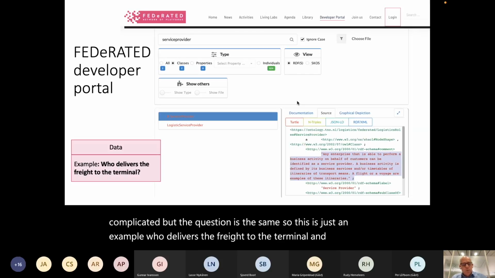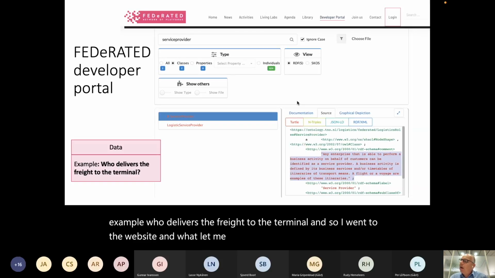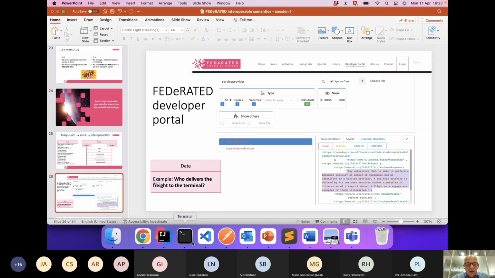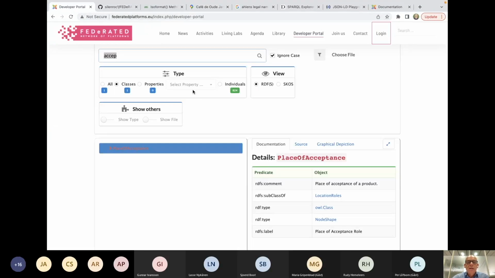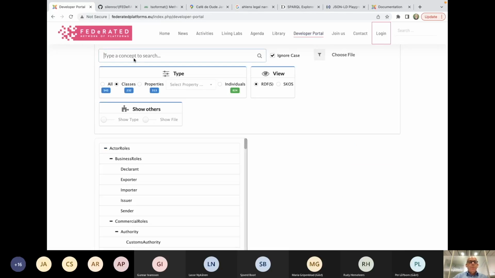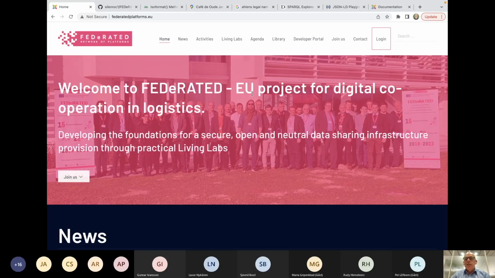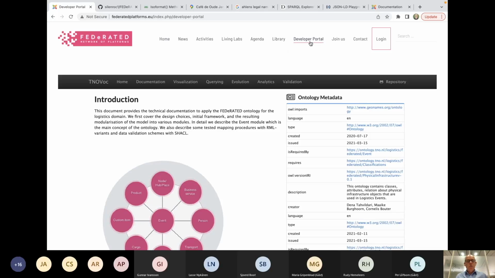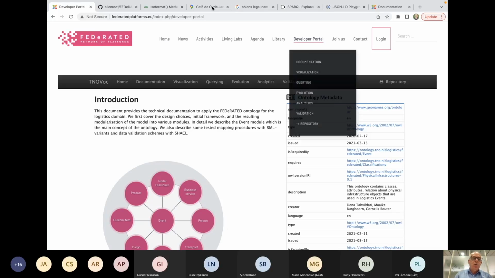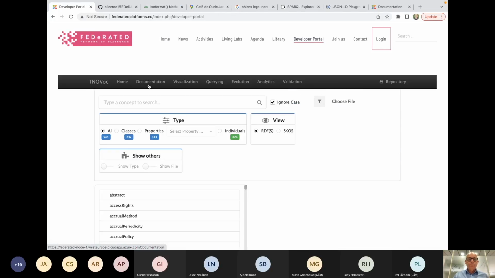And so I went to the website, and you know what? Let me just check the time. Yeah, I think we're good. Let me just bring up a browser, and let's do this together. Right, here's the Audion portal. Here we go. Now, if you go to the FEDeRATED website, you all know what that is, hopefully, and that's the developer portal. Whether you spend time on that, I don't know, but this is a good chance to do so. Just click on it, and you get a general introduction, and there's also a tab called documentation.